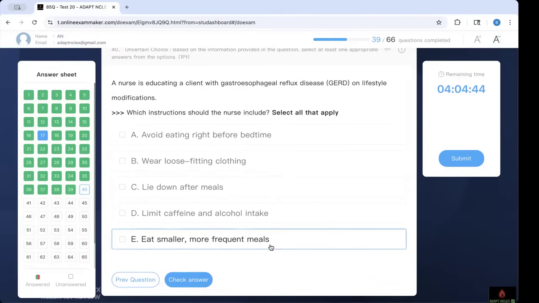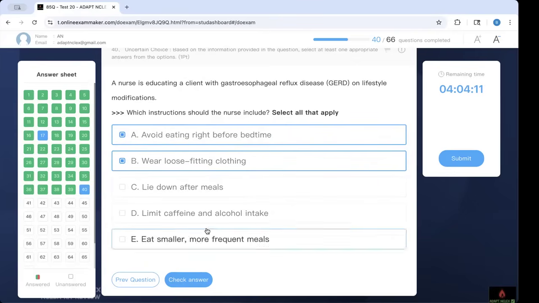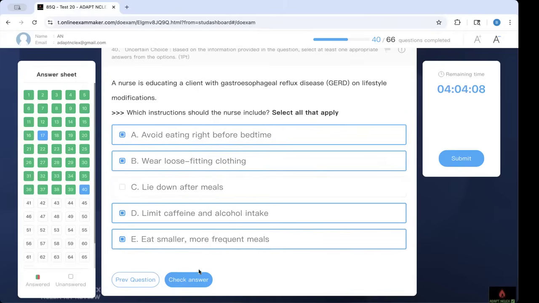Number 40, and this is educating a client with gastroesophageal reflux. Which instruction should the nurse include? Select all that apply. Avoid eating right before bedtime, wear loose-fitting clothing, lie down after meals, limit caffeine and alcohol intake, eat smaller, more frequent meals. What do you think? What teaching do you provide? Gastroesophageal reflux. You should not eat right before you go to bed. Loose clothing is better. Don't lie down after meals, limit caffeine intake, and eat smaller frequent meals.